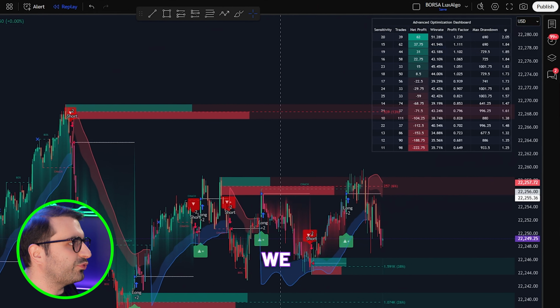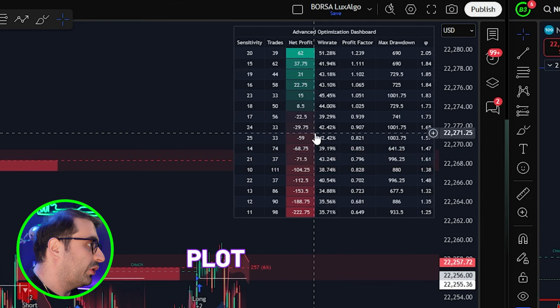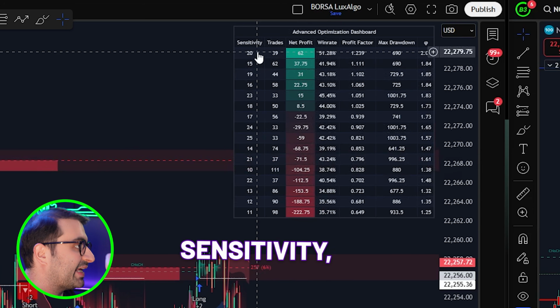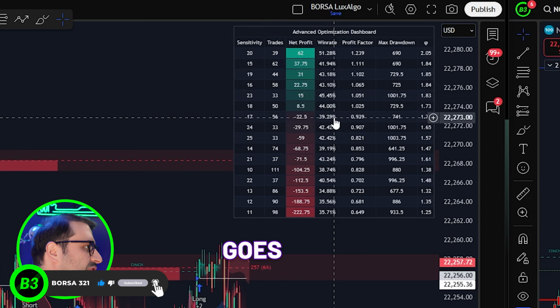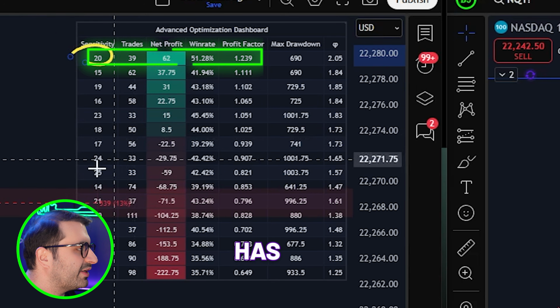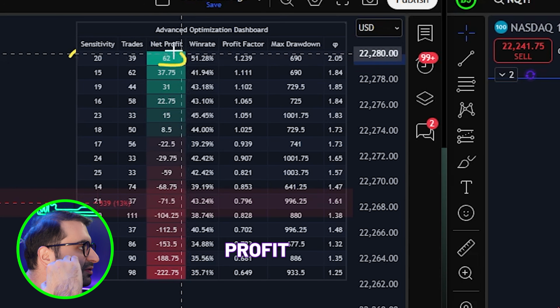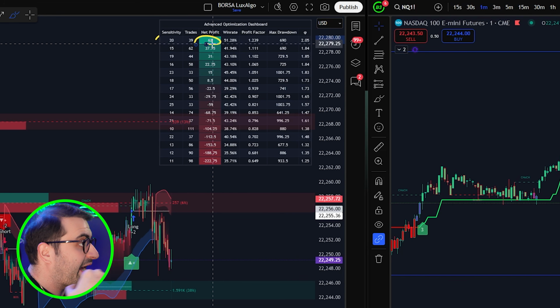To do that, first we need to check the advanced optimization dashboard. It will plot automatically on the top right corner. You will see the sensitivity, the trades, the net profit, the win rate, and so on. As you can see, the 20 sensitivity has the highest win rate and the highest profit. This will help you decide the best sensitivity at a glance.